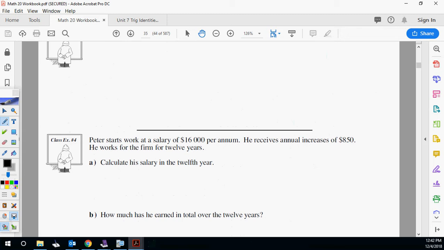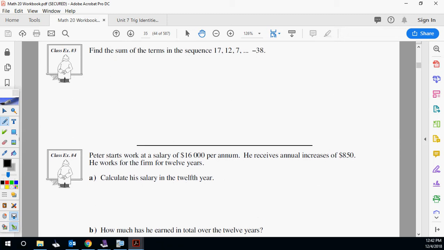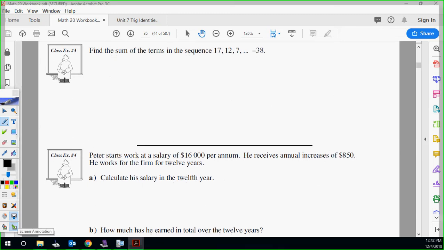Okay, a couple more here. Find the sum of the terms in the sequence 17, 12, 7, up to negative 38. So what's the work we have to do here? Because for either formula, we need to know what?